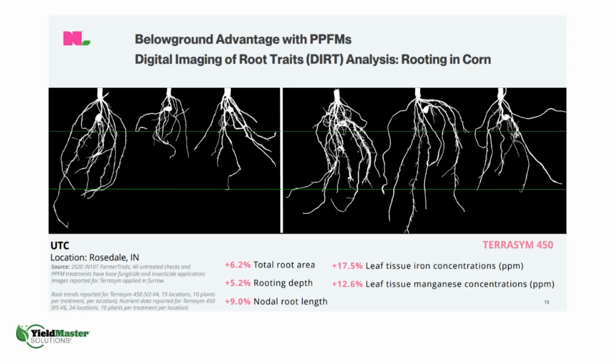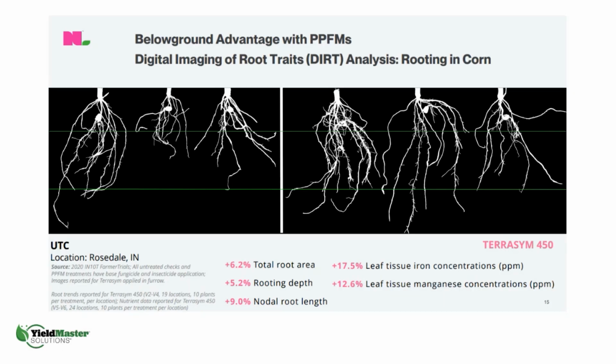So an overall increase, 6.2% of total root area, 5.2% rooting depth. As you see, the roots are getting a little bit deeper, a little bit longer, and 9% in the length there. The other thing that's important, and I'll talk a little bit about this, is something in the Terracin products and overall plant health.